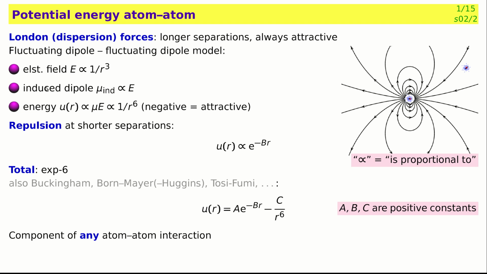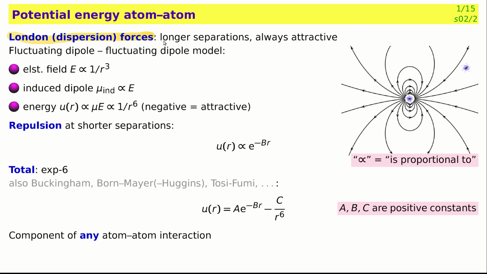Ladies and gentlemen, in this talk we'll learn something about forces between molecules, force fields, and lattice models. Let us say, two atoms of argon, one of the simplest atoms you can imagine. And there are two types of forces between such atoms. First, there are London dispersion forces. They act at longer separations and they are always attractive.